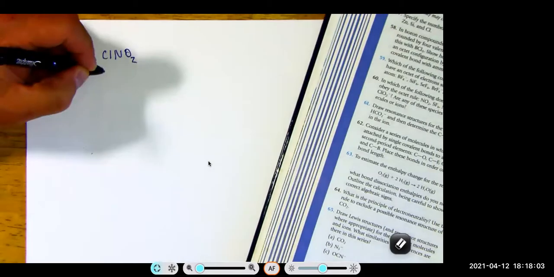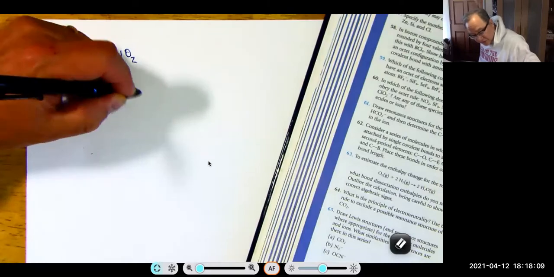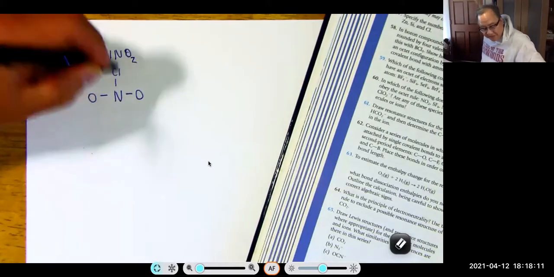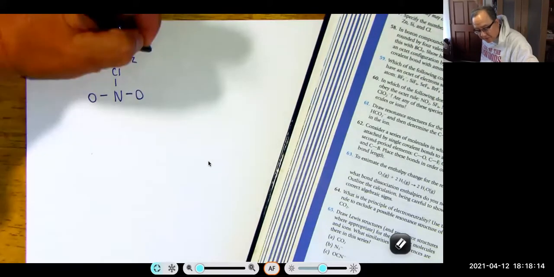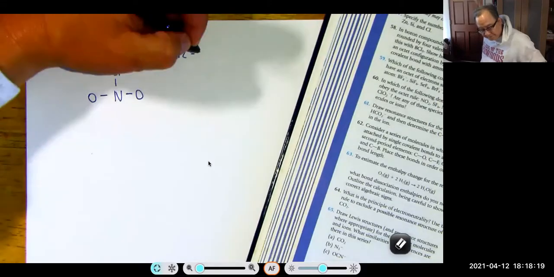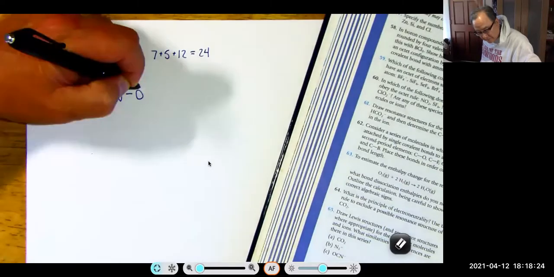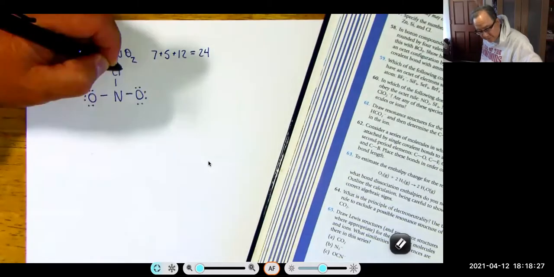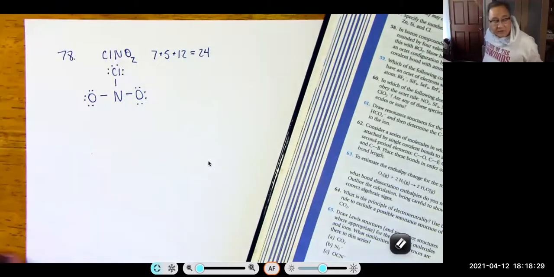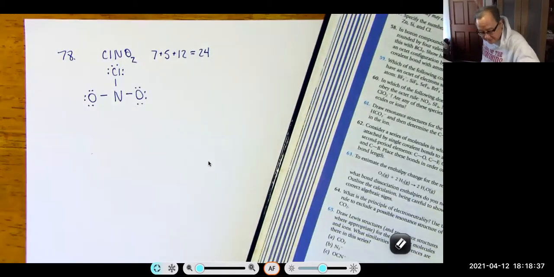Okay, so draw the Lewis structure. Nitrogen's going to be in the middle, oxygens on the flanks, and chlorine. When we count valence electrons, it's going to be 7 plus 5 plus 12 for a total of 24. So that's what we're going to have at the outset. And then we want to make a double bond to nitrogen so that it can have an octet. Right. And there's two ways of doing that.